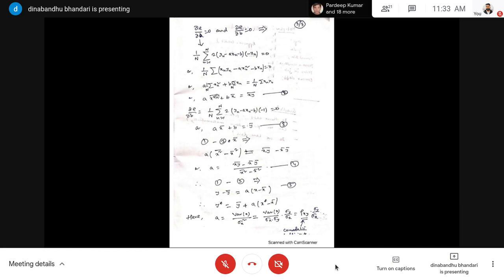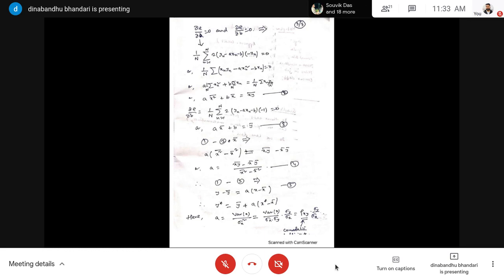X square bar. We represent that in statistics as x square bar. We know that this is nothing but x1 square plus x2 square up to xn square divided by capital N. And we know, right, summation xn by n, that is x bar. We are familiar with this statistical term.